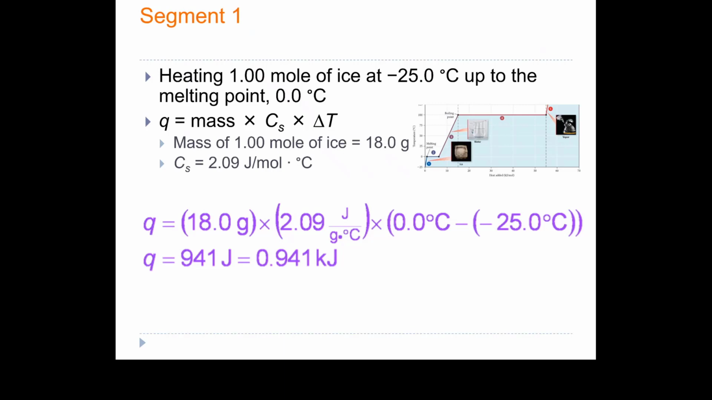But heat is typically reported in kilojoules. So if we make the conversion, we get 0.941 kilojoules.